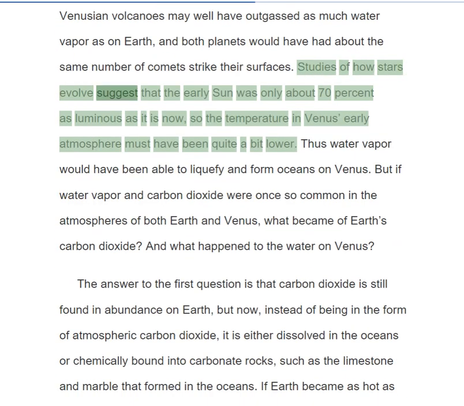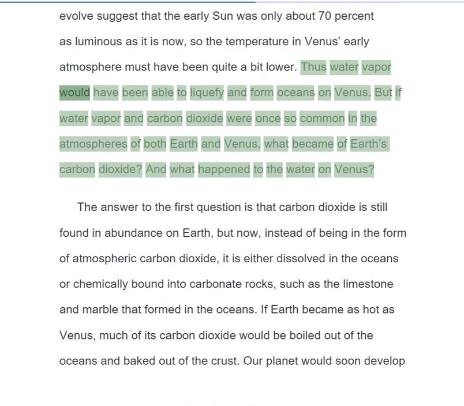Studies of how stars evolved suggest that the early Sun was only about 70% as luminous as it is now, so the temperature in Venus' early atmosphere must have been quite a bit lower. Thus water vapor would have been able to liquefy and form oceans on Venus. But if water vapor and carbon dioxide were once so common in the atmospheres of both Earth and Venus, what became of Earth's carbon dioxide? And what happened to the water on Venus?